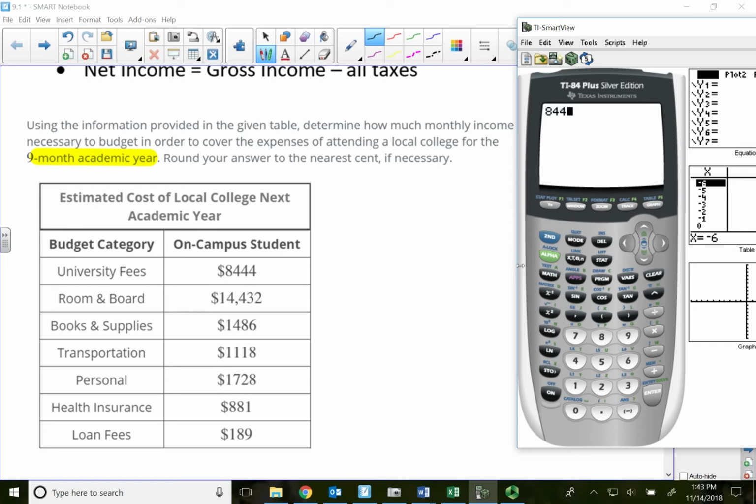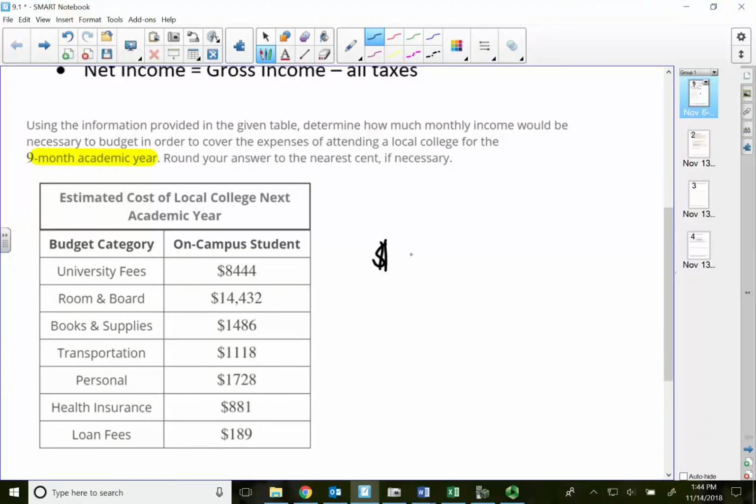So 8444 plus 14432 plus 1486 plus 1118 plus 1728 plus 881 plus 189. All right, so my total expense is going to be $28,278. All right, so this is the total expense. So in order to budget this for the next 9 months, we will divide it by 9. All right, so that means I need to budget monthly $3,142. That's what I need to budget.